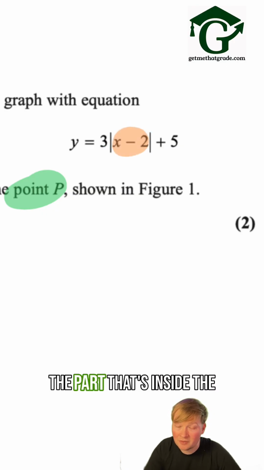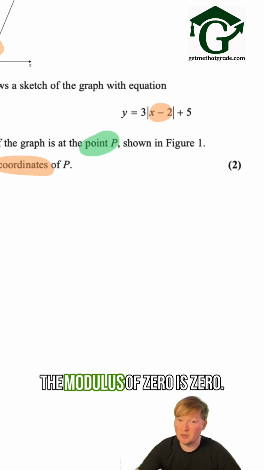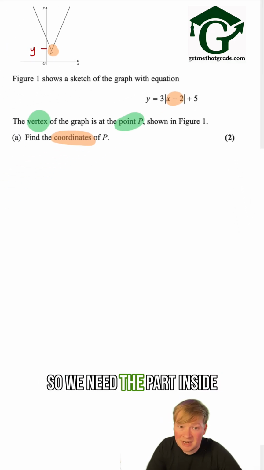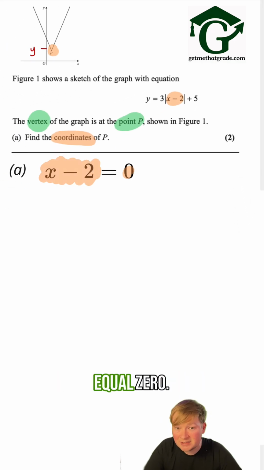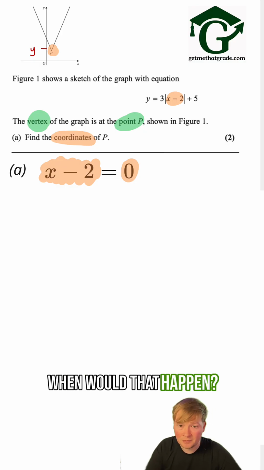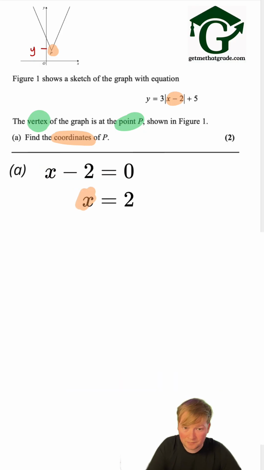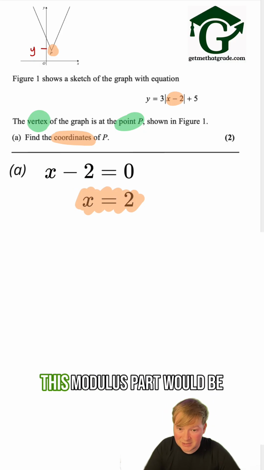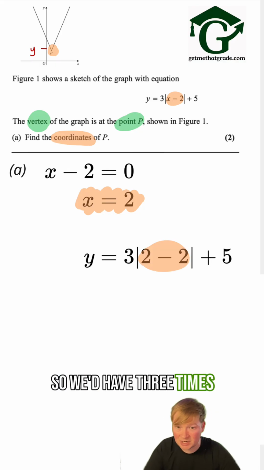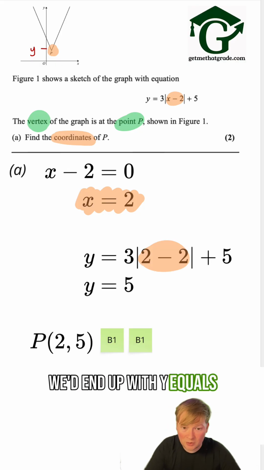Well, that would be when the part that's inside the brackets would be 0. The modulus of 0 is 0. So we'd need the part inside the modulus, x minus 2, to equal 0. When would that happen? Well, that would happen when x equals 2. And if x equals 2, this modulus part would be 0, so we'd have 3 times 0 plus 5, we'd end up with y equals 5.